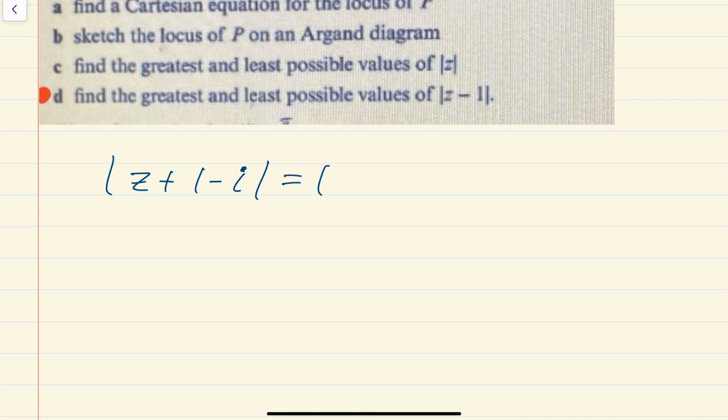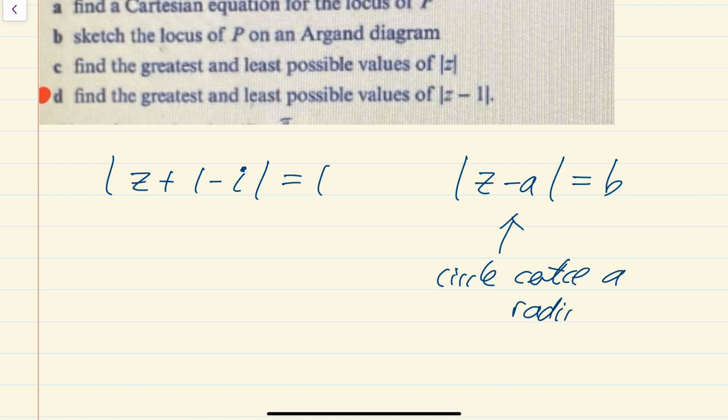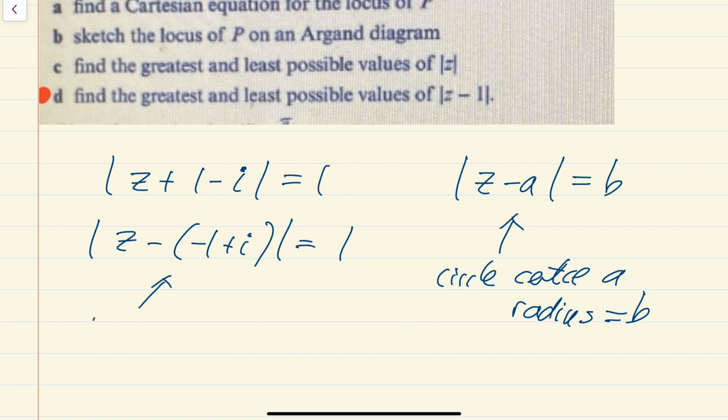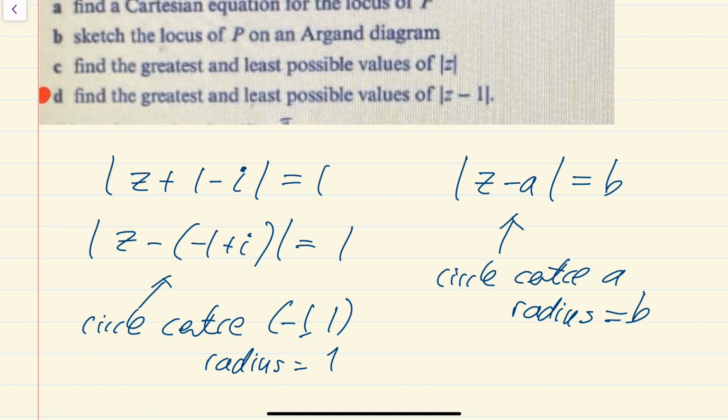I always want to get this in the form modulus of z minus a equals b, and this is a circle with center a and radius equal to b. So let's get it in this form, so we don't have too much to do here. It's going to be modulus of z minus (minus 1 plus i) equals 1. So that's a circle, center minus 1, 1, and radius is just equal to 1.